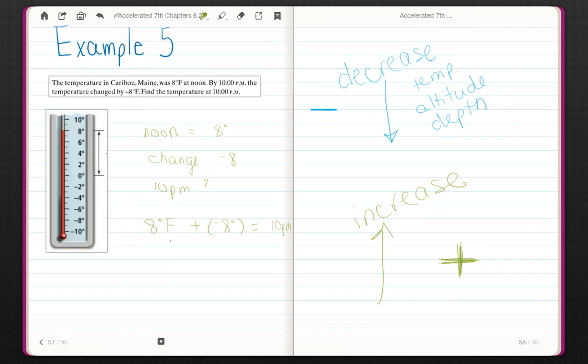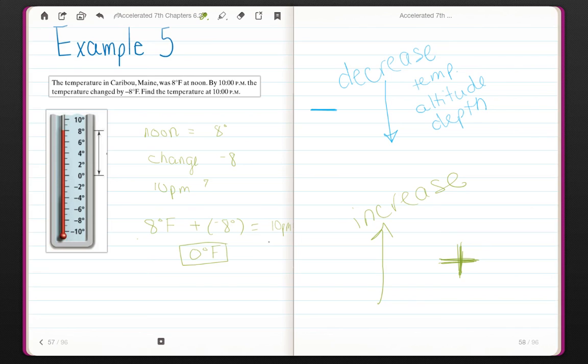So where am I now? 8 degrees plus negative 8 degrees. I'm at 0 degrees Fahrenheit. So where I started, plus my change in temperature, 8 plus negative 8, or 8 minus 8, is 0 degrees. It is 0 degrees at 10 p.m.